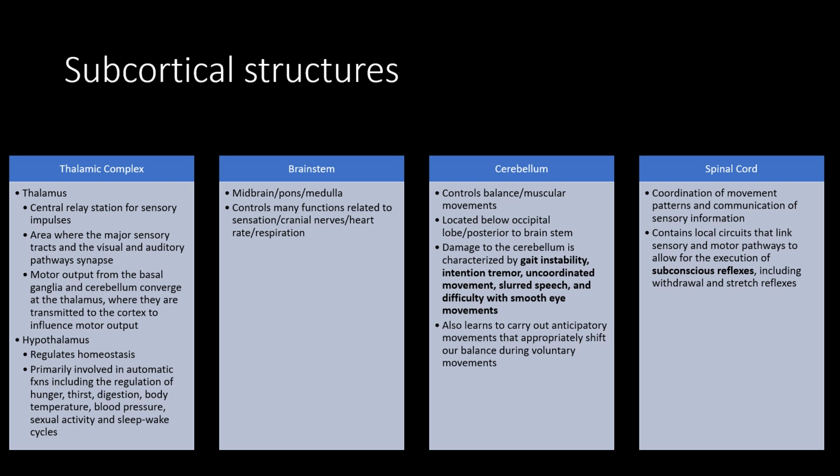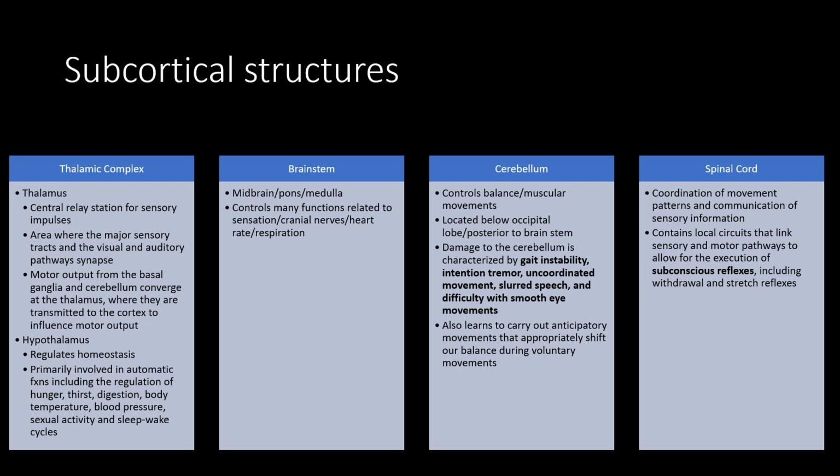The cerebellum controls balance and muscular movements. It is very important for coordination. It's located below the occipital lobe posterior to the brainstem, and damage to the cerebellum is characterized by gait instability, intention tremor, uncoordinated movement, slurred speech, and difficulty with smooth eye movements. It also learns to carry out anticipatory movements that appropriately shift our balance during voluntary movements because of the role that it plays in that balance regulation.